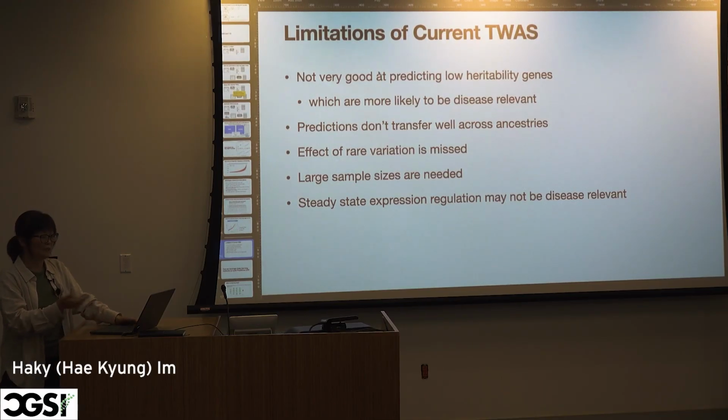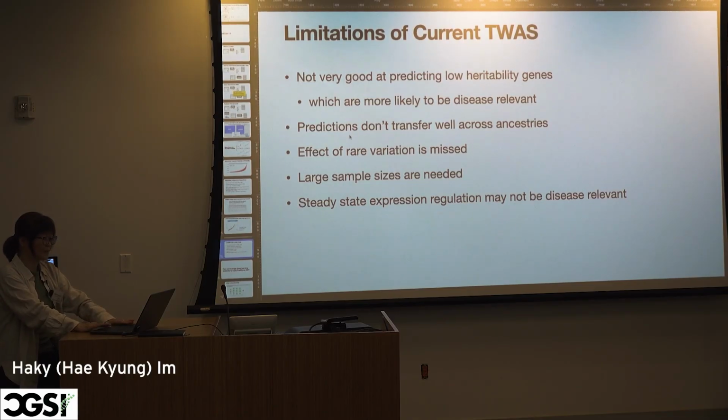It's obviously not very good at predicting genes whose heritability is low. If it's not heritable, then you cannot use genotype to predict gene expression. But those genes are more likely to be disease relevant, so that's a problem. There was a paper from Hakhamanesh Mostafavi in Jonathan Pritchard's lab about the effect of selection on the kinds of genes that we can predict well or find eQTLs for. But let me continue.